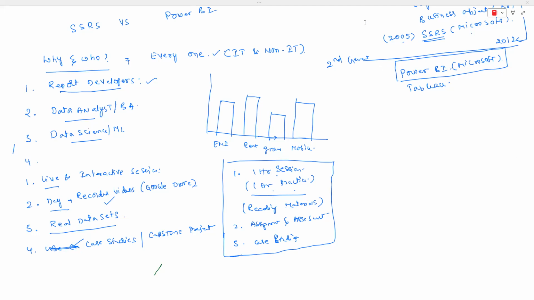Got it, sir. And how long will the session go for data science? It's a 5-month course. It is 5 to 6 months. Data science is a very huge syllabus. It is machine learning, deep learning. It will take 5 to 6 months. Okay, sir. Thank you.